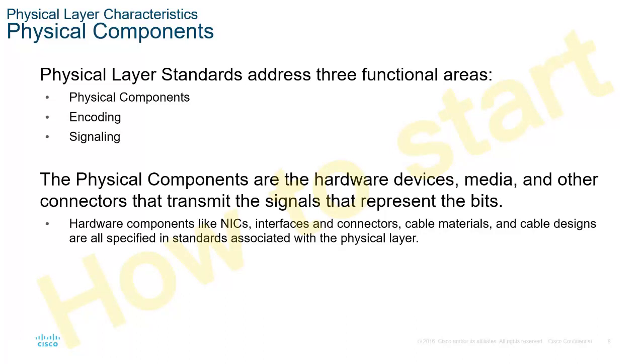So major components of the physical layer address different functional areas. That's going to be the physical component, the cable itself, the signaling, and the encoding/decoding of that signal. So the physical components, again, are the hardware, the media, the connectors, the connections, anything that is used to transmit the data, and that's going to be wired NICs, wireless NICs, the connection of the cable itself, all of those things. So let's talk about encoding.